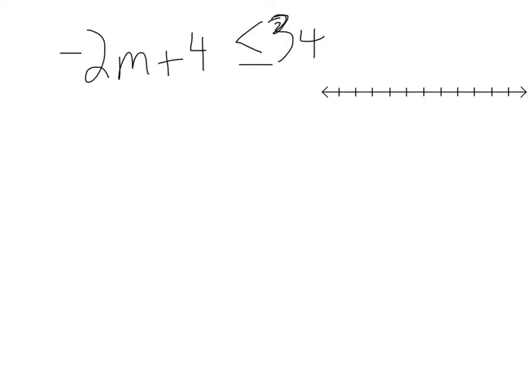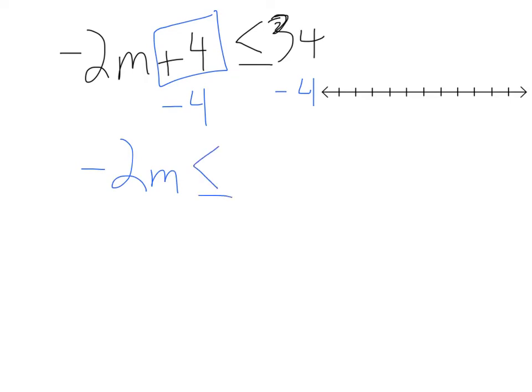So let's do another one here. I have negative 2m plus 4 is less than or equal to 34. Okay, first step in getting my m all by itself is I want to get rid of this 4. If this says plus 4, to do the opposite, I would subtract 4. Got to subtract 4 from both sides. That leaves me with negative 2m less than or equal to 30 — 34 minus 4 is not 15, not 16. Oh, yeah, 30. Got it.